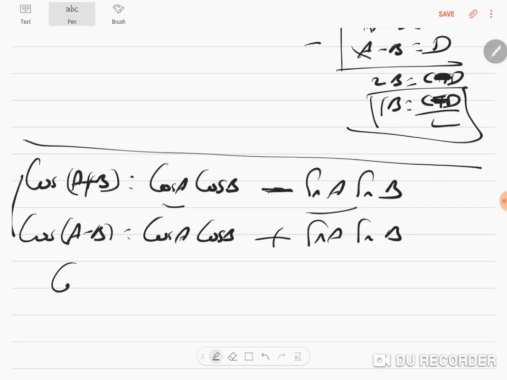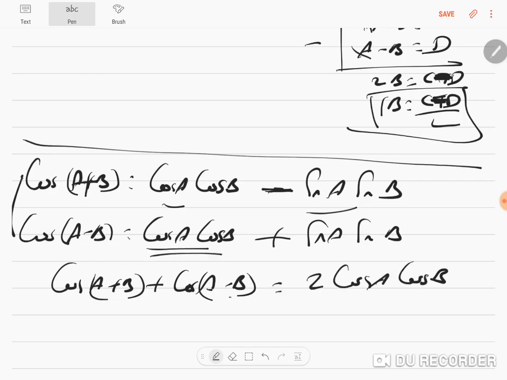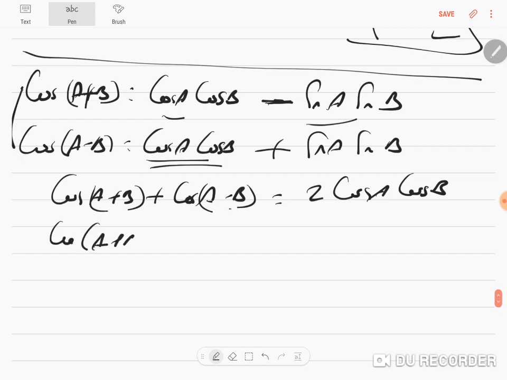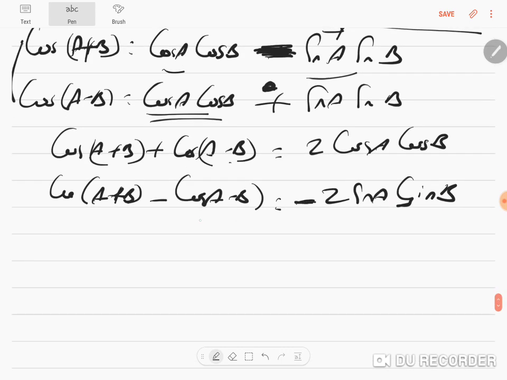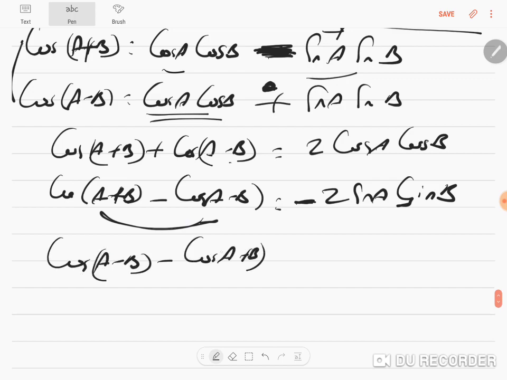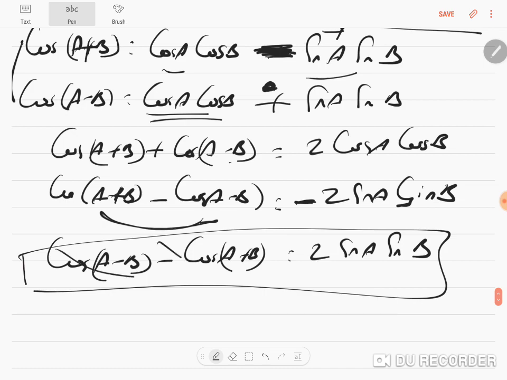Now let's add these two. Cos (A plus B) plus cos (A minus B). If we add, the first term is going to occur twice, 2 cos A cos B. Cos (A plus B) minus cos (A minus B). If I am going to subtract these two equations, the second term will come twice, but already there is a minus sign and this will become minus, so it will be minus 2 sin A sin B. I hope you understood. If you do not want the minus sign, then swap this. Cos (A minus B) minus cos (A plus B) will be 2 sin A sin B, correct? However, we do not apply this, it is just for you to know.